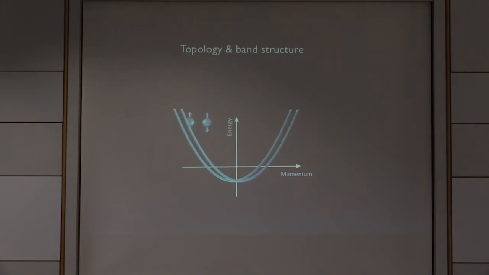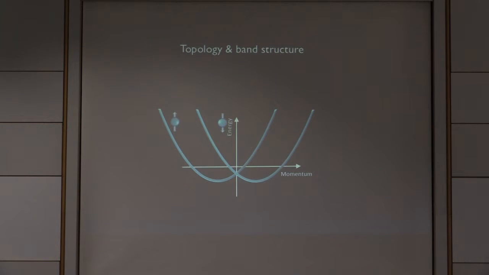Now if you induce spin-orbit coupling in this system, the spin up and spin down bands split in momentum. And now, if you start adding magnetic field in a particular direction, which is orthogonal to the spin-orbit direction, you start opening a gap in this band structure. And the more field you apply, the bigger the gap is.